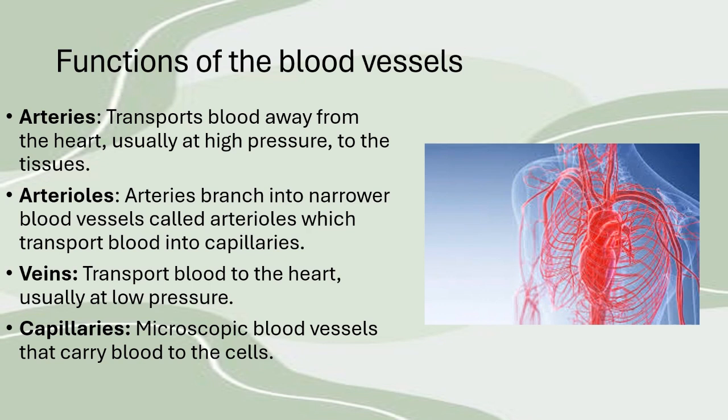Another point I just wanted to quickly add is veins can then further divide into something called venules as well. It's similar to what arterioles do. Over here, arterioles transfer blood into capillaries, but what venules do is the same idea but the opposite. They transport blood away from the tissues back into the veins so that it can be transported back into the heart. So that's a quick point I wanted to add.